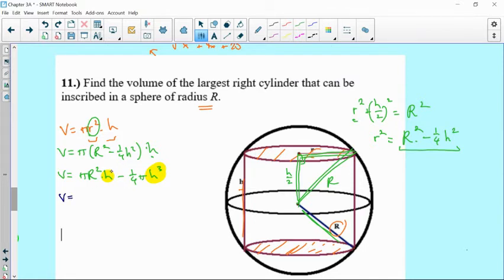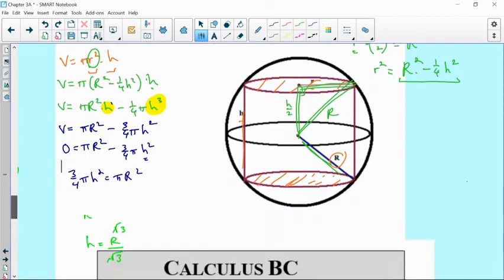So the derivative of volume: if that's an exponent of 1, it just comes down, so it's still pi R squared. The h is gone. Minus 3/4 pi h squared. We set it equal to 0 and solve. So that's pi R squared minus 3/4 pi h squared equals 0. We're solving for h squared, so let's add it over. So 3/4 pi h squared equals pi R squared.